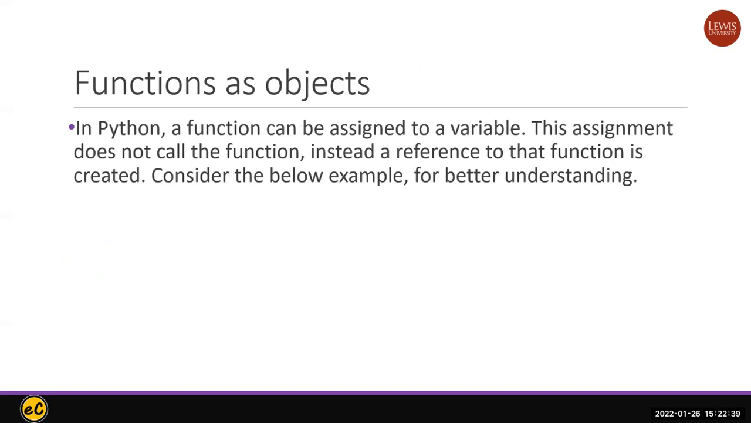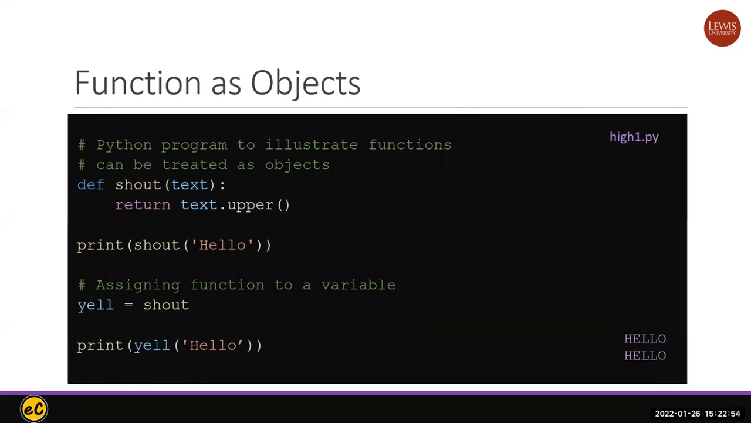In Python, a function can be assigned to a variable. The assignment does not call the function. Instead, a reference to that function is created. Consider the following example. We have a function called shout, and shout will convert the text to upper. So we shout hello, and it converts it to upper, that is a capital HELLO.